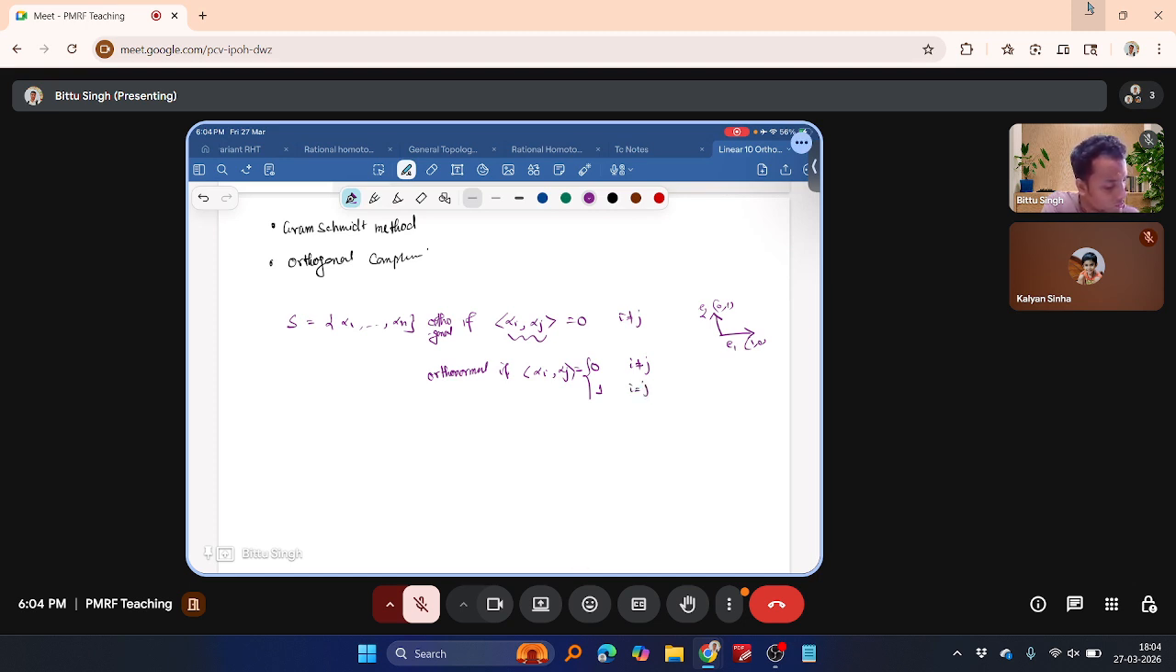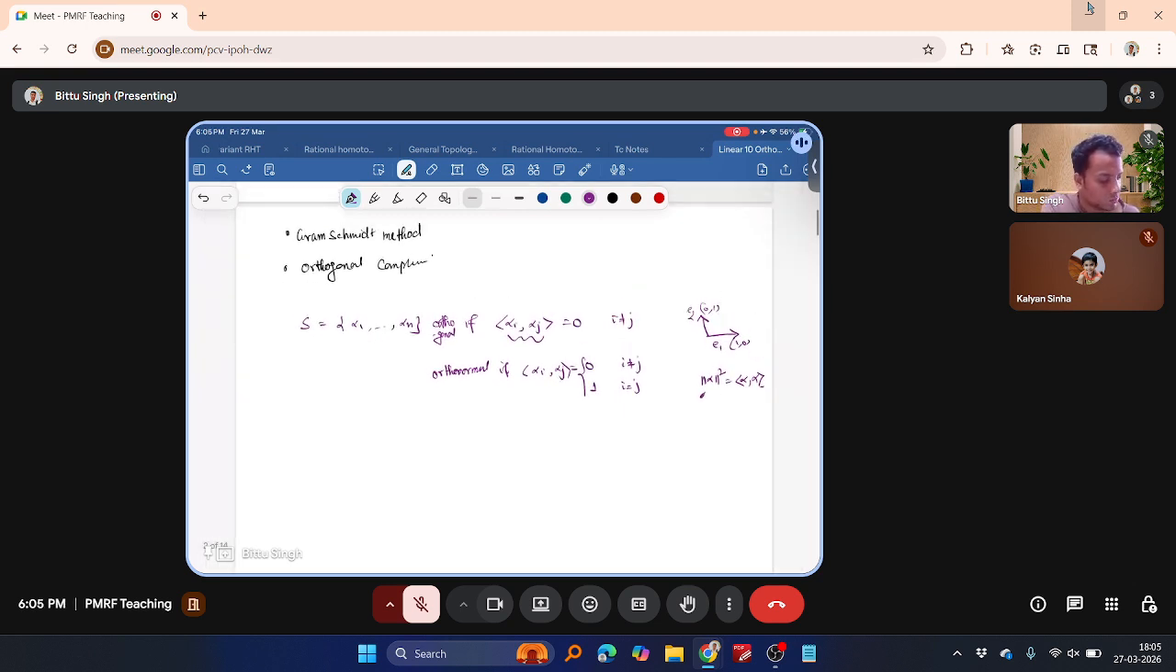Recall that the length or norm squared of some vector alpha is defined by alpha comma alpha, the inner product of alpha with alpha. So you need to take the positive square root to define the norm.